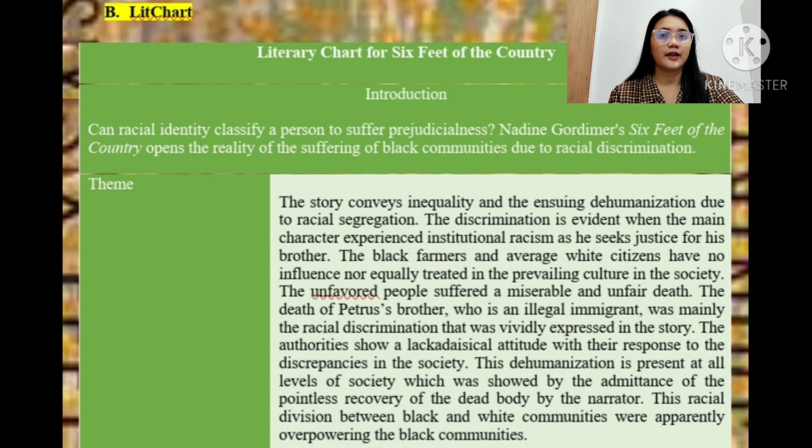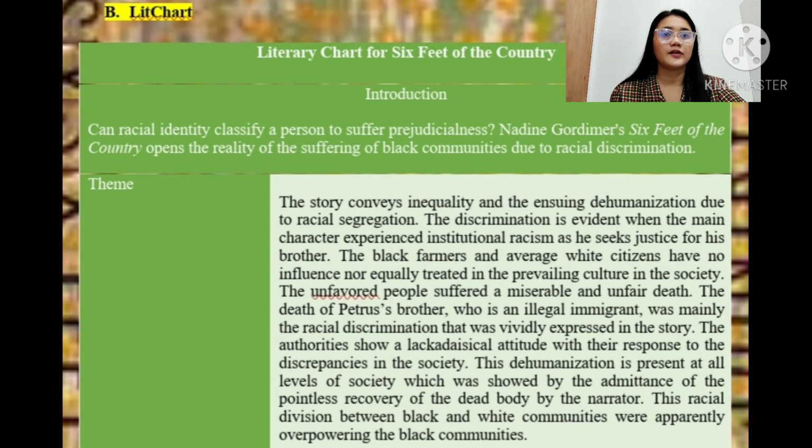Then we have theme. The story conveys inequality and the ensuing dehumanization due to racial segregation. The discrimination is evident when the main character experiences institutional racism as he seeks justice for his brother. The Black farmers and the average white citizens have no influence nor equally treated in the prevailing culture in the society. The unfavored people suffered a miserable and unfair death.